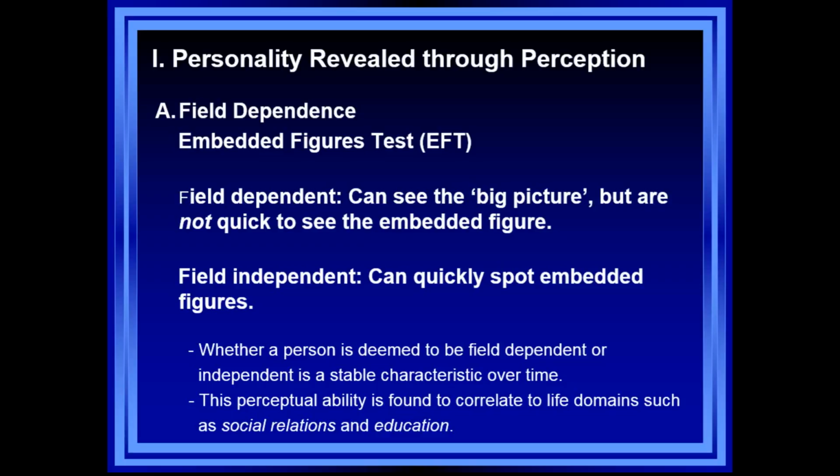Whereas those who ended up being field independent people, they focus on the details very quickly. They tended to be college students who favored majors in the natural sciences, biology, chemistry, physics, math, engineering. They tended to choose majors more in line like that, where details are very, very important.